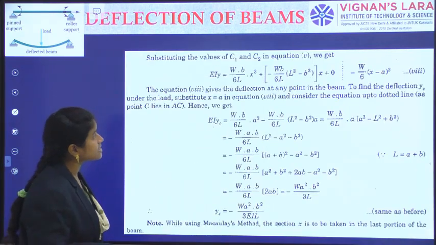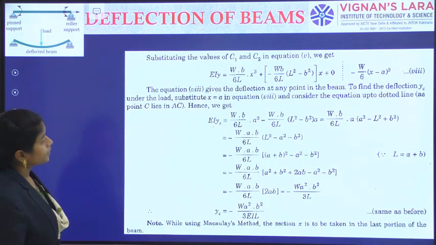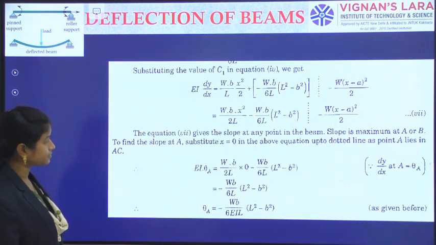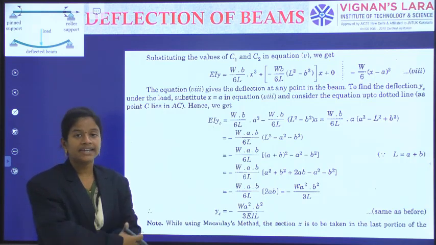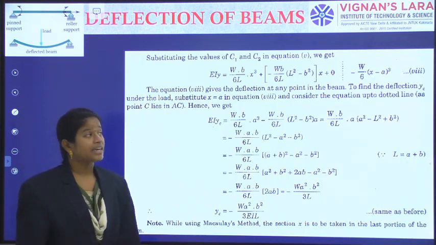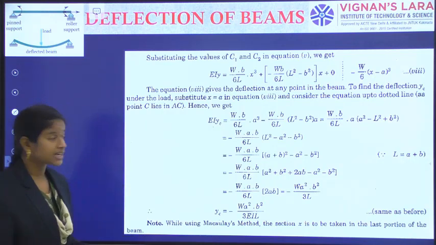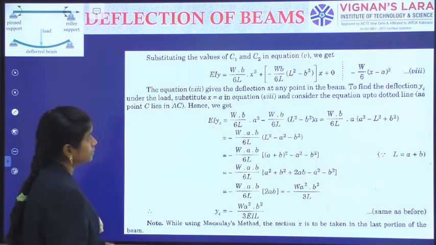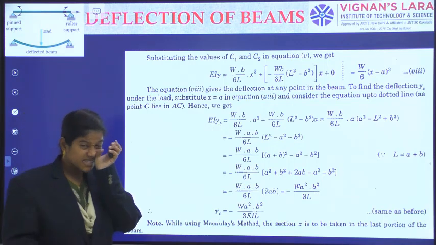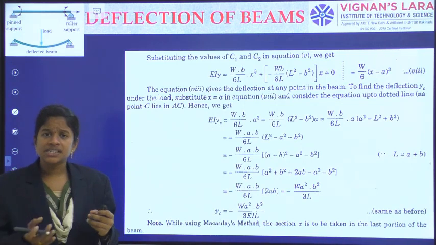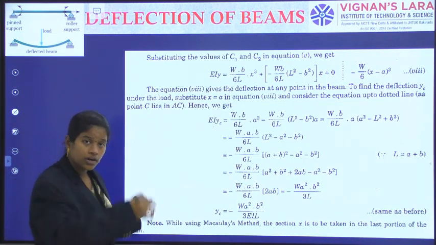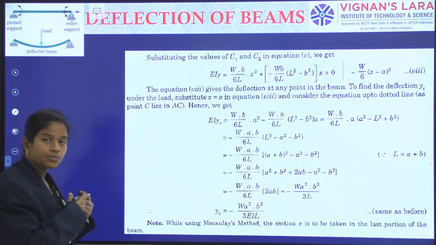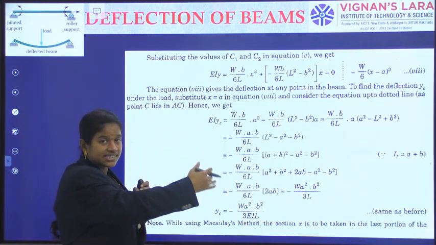And the next thing is the calculation of deflection. After substituting C1 and C2, we can evaluate the deflection equation. In the deflection equation, we can calculate deflections at different points. Once you want to calculate deflection at the loading point, from the left support, the loading point is at distance A. That's why.